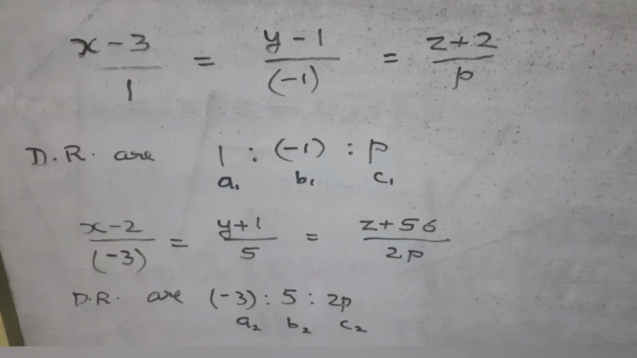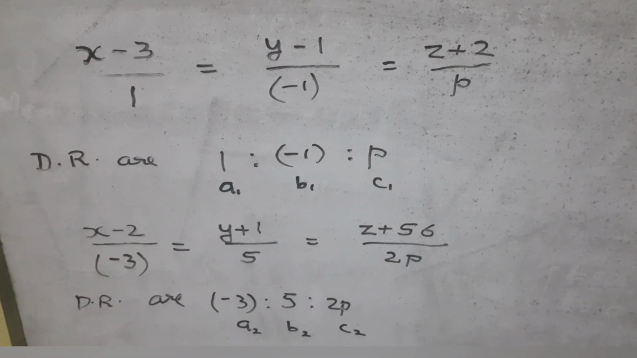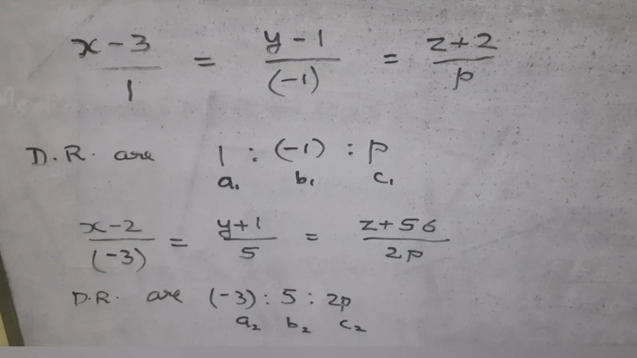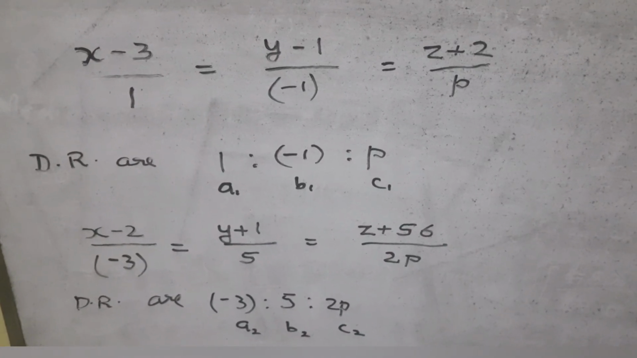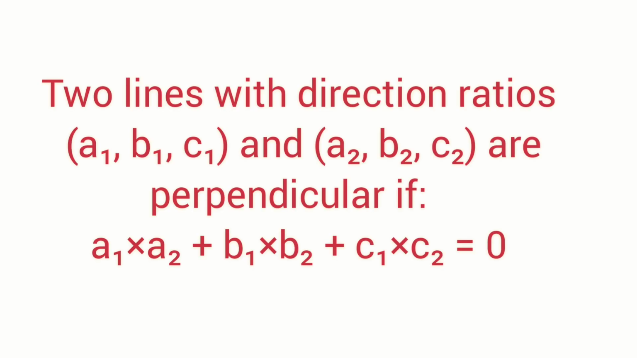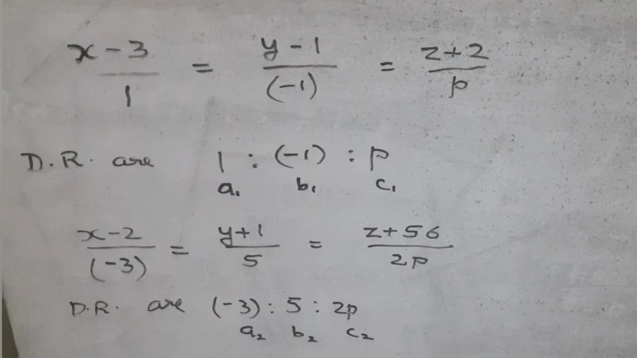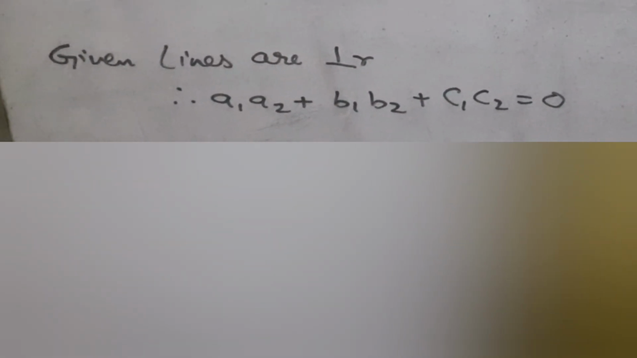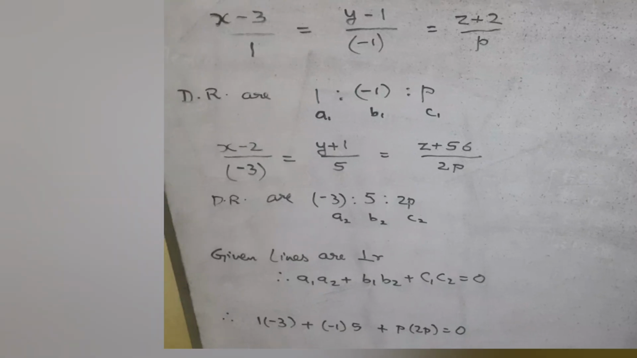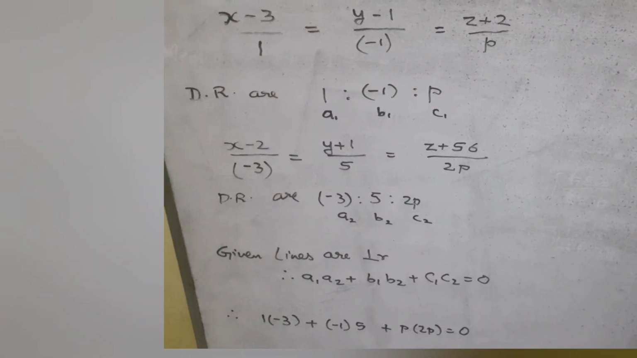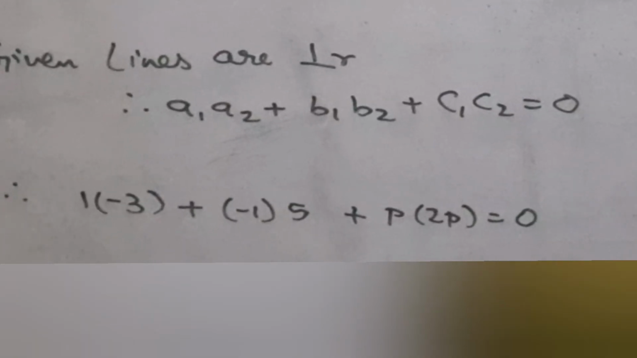Take the direction ratios as A1, B1, C1 and A2, B2, C2. We will substitute this into the condition for perpendicular lines. Substitute the values for A1, B1, C1 and A2, B2, C2, then solve for p.